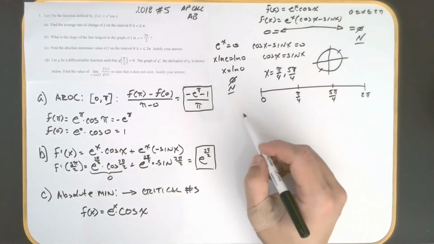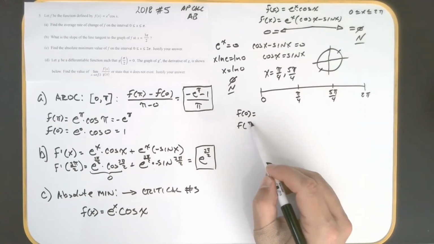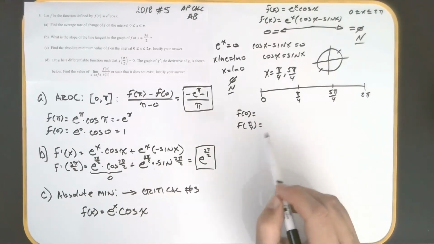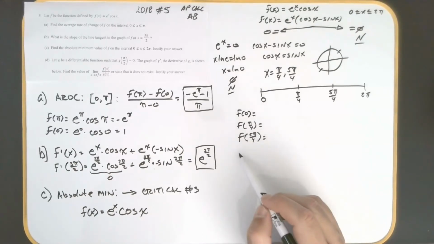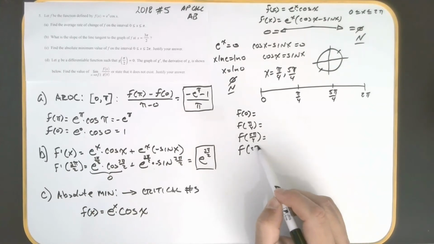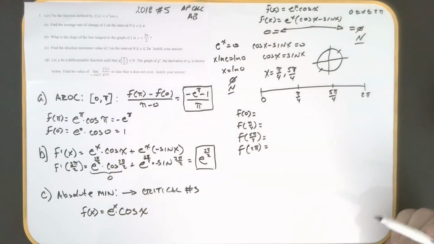I'm just going to say, well, I need to figure out what is f of 0, and then I need to compare that to what is f of pi over 4, and then I need to compare that to what is f of 5 pi over 4, and then I need to compare that to what is f of 2 pi. I have 4 things to check. Smallest one's the winner because it's absolute minimum.